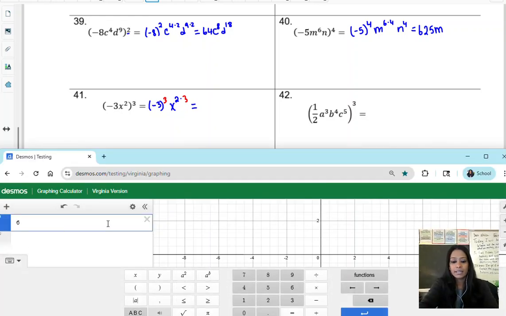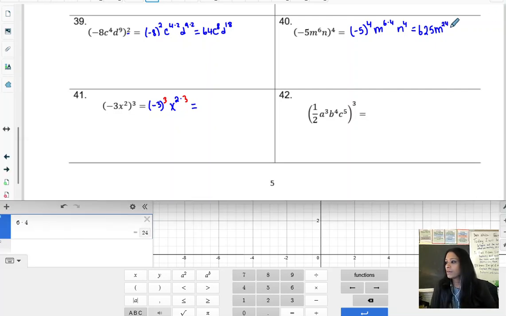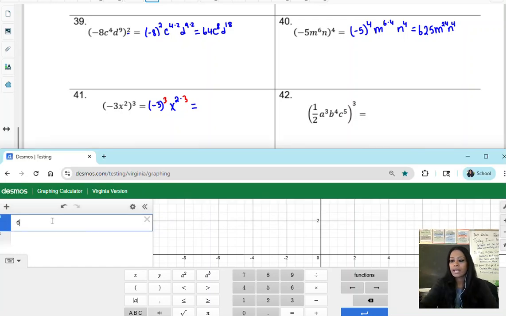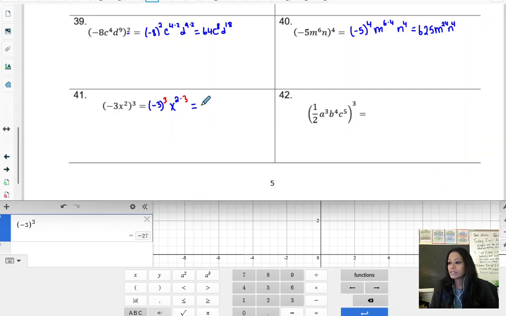6 times 4 is 24, to the power of 24, and then n to the power of just 4. All right, back to this one. So you have here negative 3 squared, which was negative 27, the cubed, which was negative 27. Okay, and then x to the power of 6.